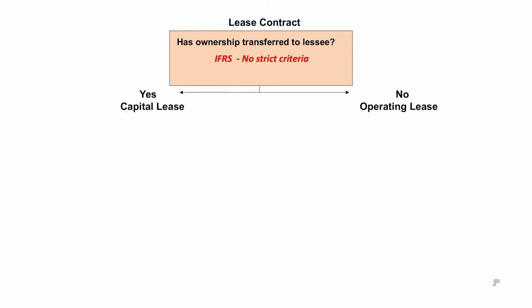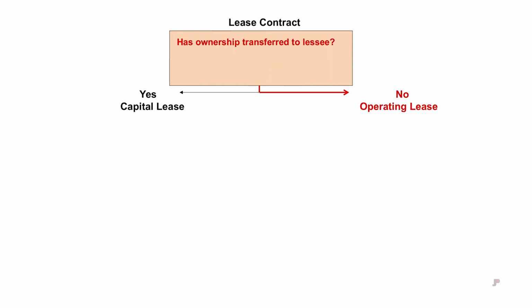The IFRS rules, on the other hand, are much less precise, listing no criteria, essentially leaving it up to judgment. Under IFRS, management and perhaps the auditor together have to judgmentally determine whether the lease contract indicates that ownership is transferred from the lessor to the lessee.